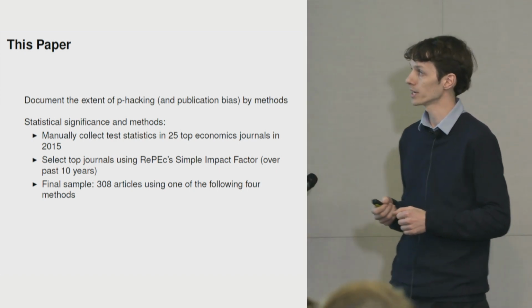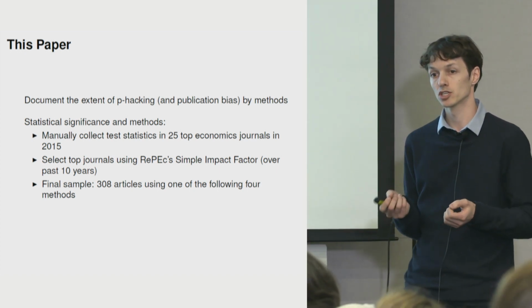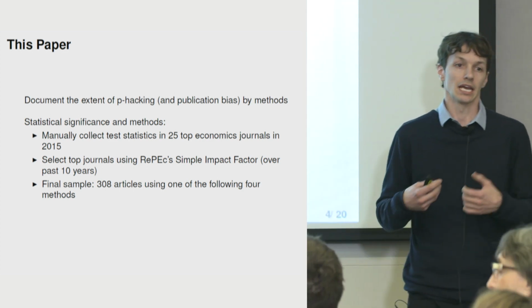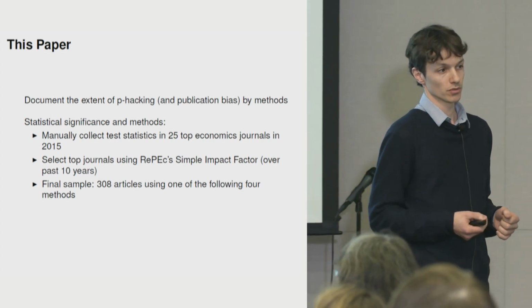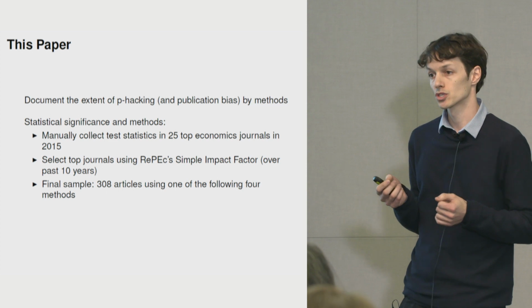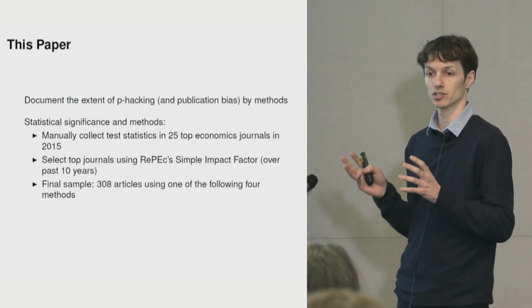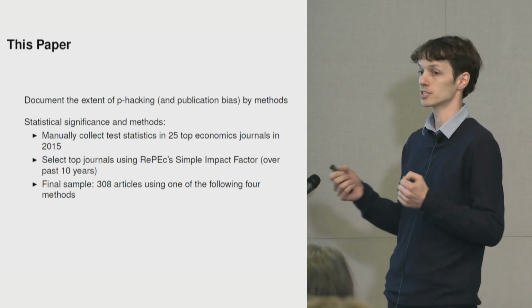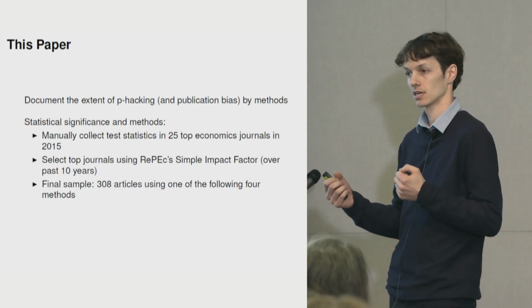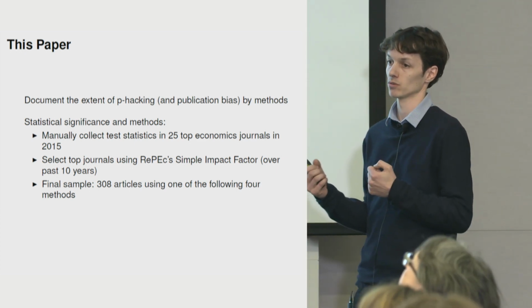What we're going to be doing is to manually collect test statistics in 25 top economic journals. We're going to be interested in looking at main tests, so the main coefficients of interest, and we're going to be looking at the distribution of Z statistics in published articles in economics.